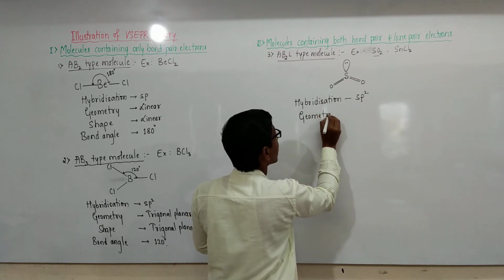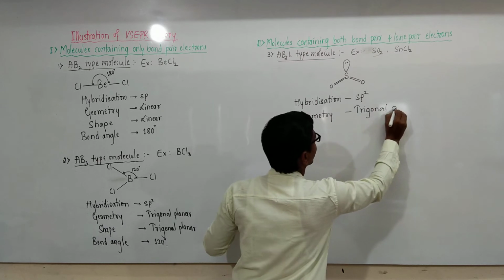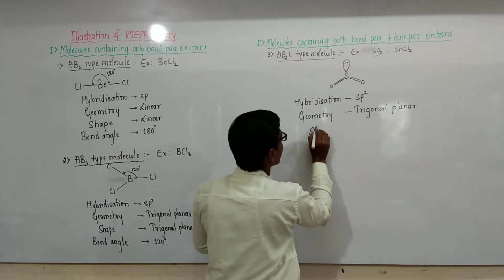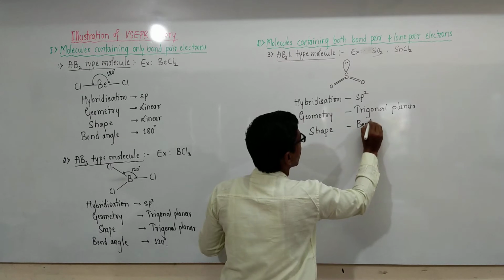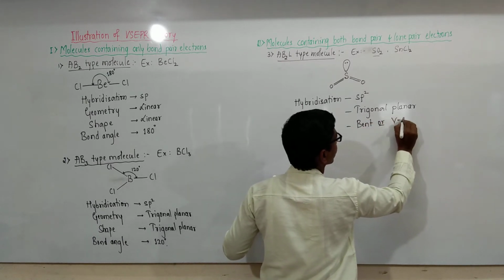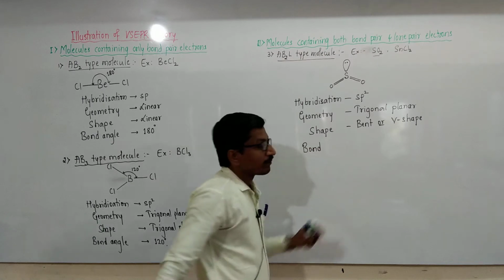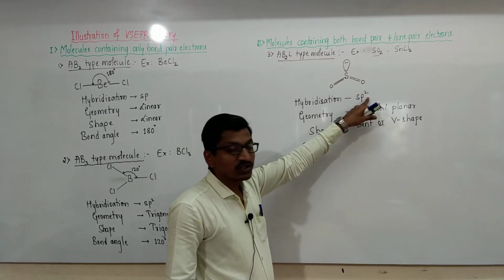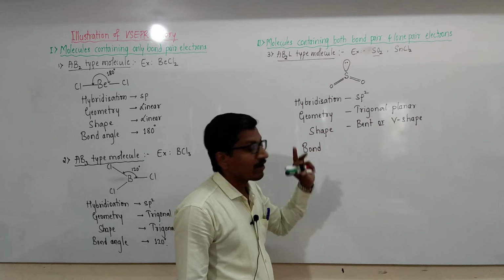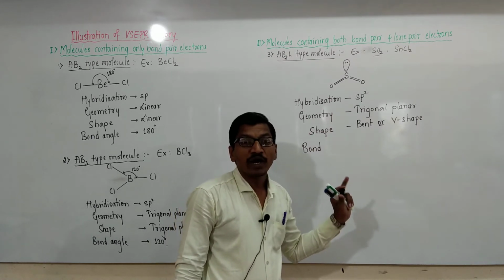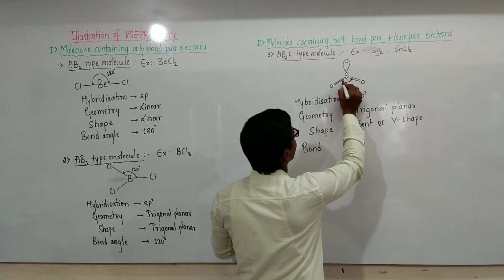Here geometry as well as shape are different. Geometry is trigonal planar, then the shape of the molecule is bent or V shape, and the bond angle is reduced. For the sp2 hybrid state of the central atom surrounded by two bond pairs and one lone pair, the bond angle is reduced from 120 degree to 119 degree. The bond angle is 119 degree.